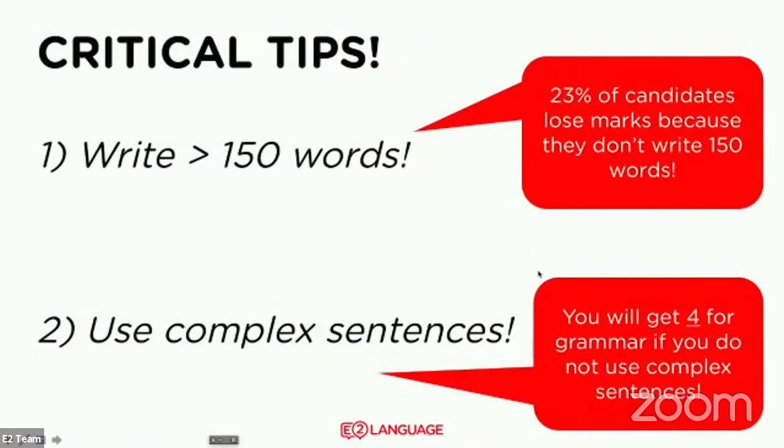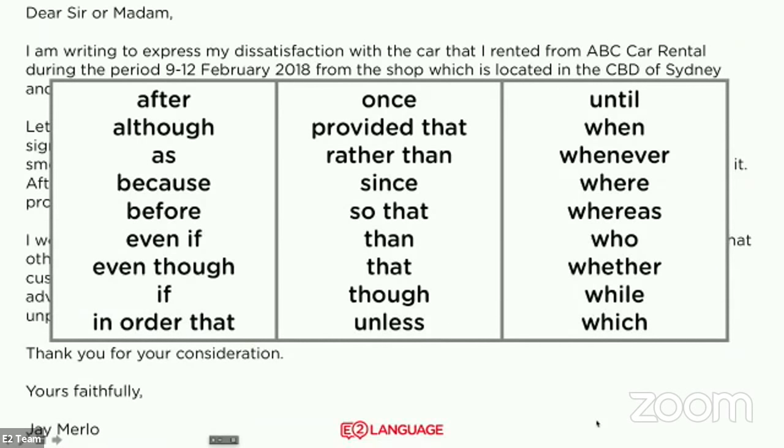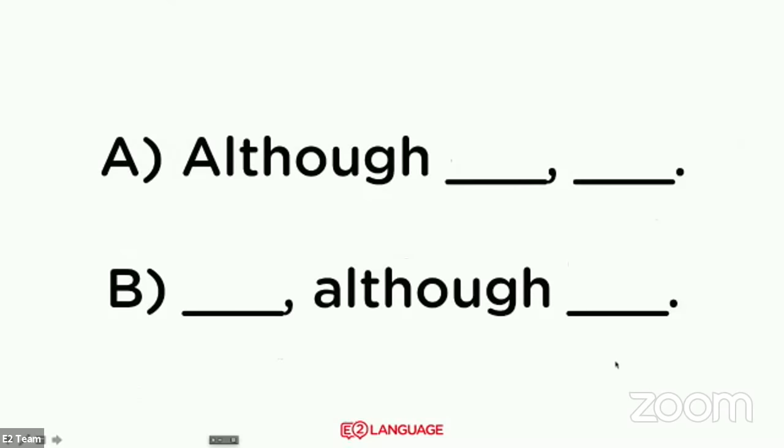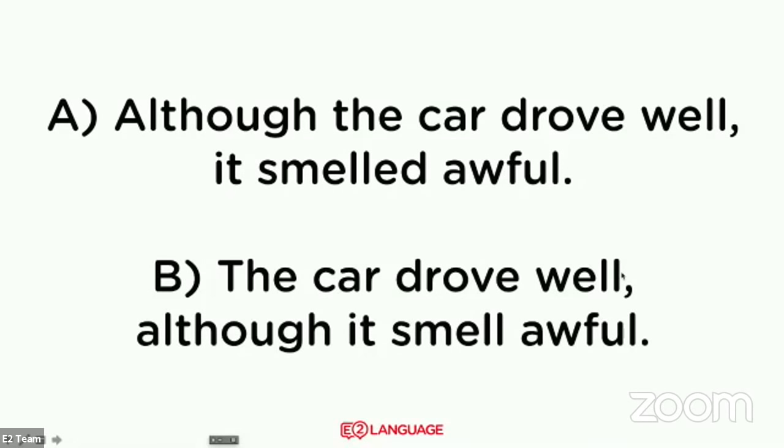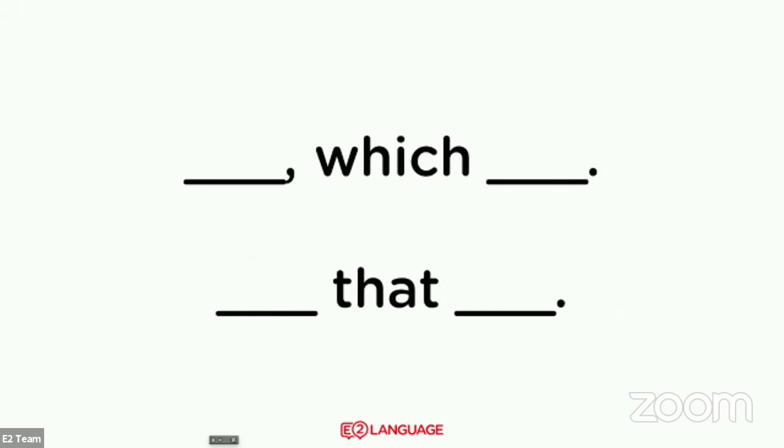Let me sort of show you what that means there. So these types of words are the critical words that you need to put into your letter. Words like after, although, as, because, before, even if, even though, if, or in order that, for example. Let me give you an example of a complex sentence. Although blah, blah, blah, comma, blah, blah, blah. Or you can construct it as blah, blah, blah, comma, although blah, blah, blah. For example, although the car drove well, comma, it smelled awful. Or B, the car drove well, although it smelled awful. My mistake there.